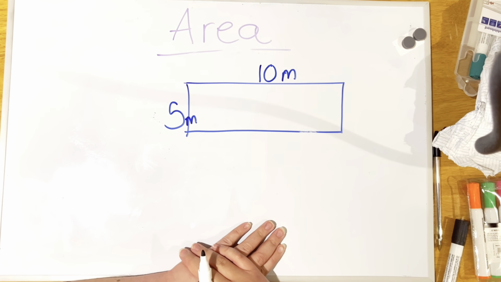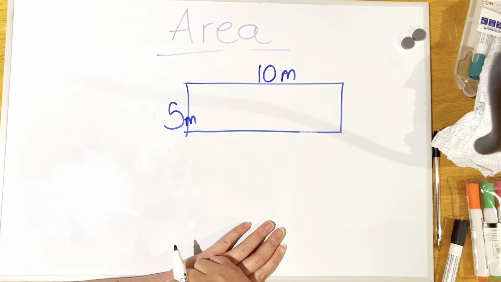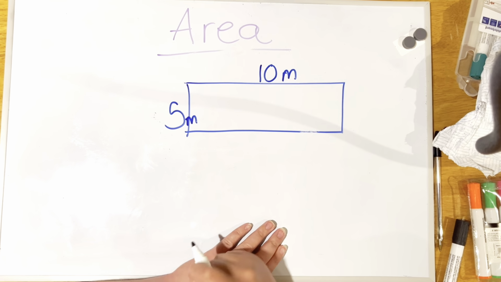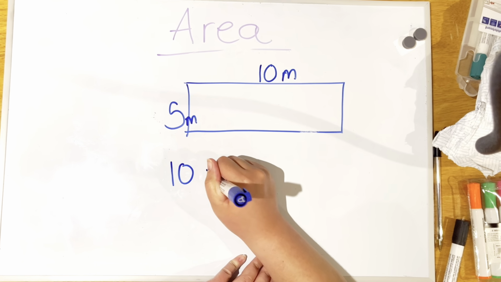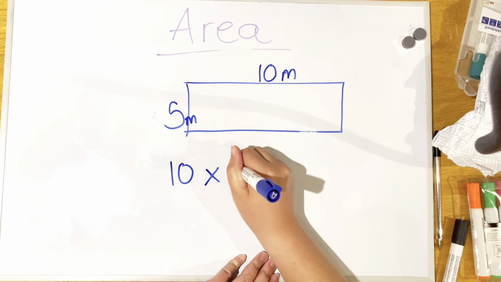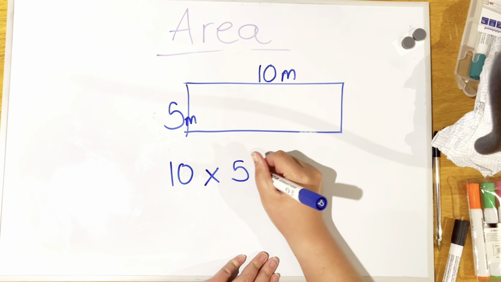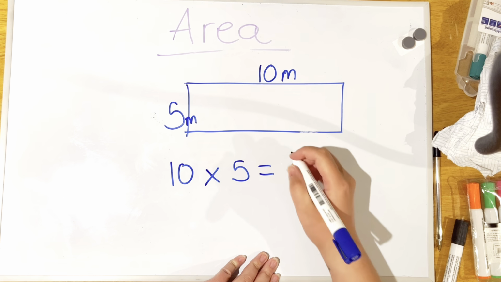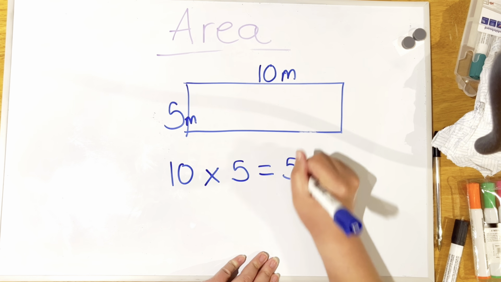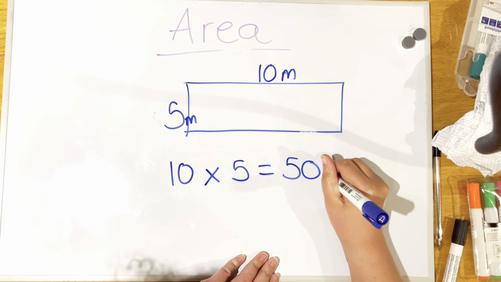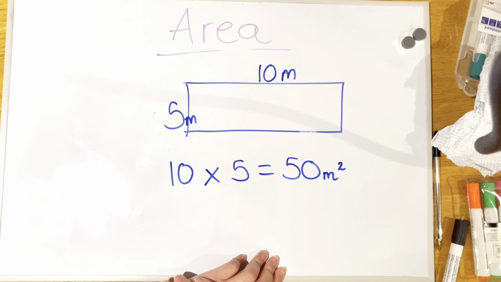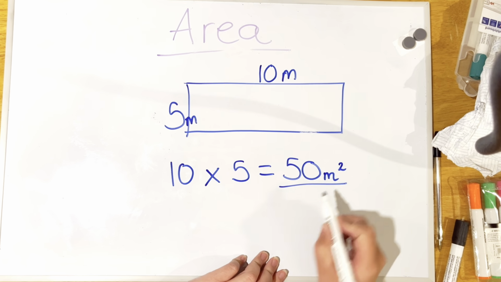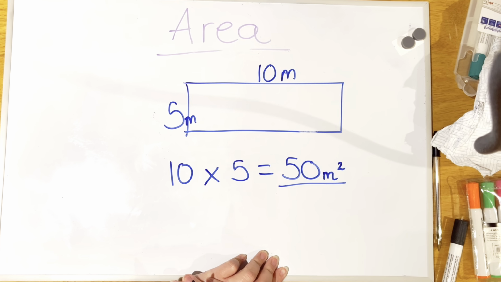Okay, let's have a look at this one. If I wanted to find out the area of this rectangle, I would need to do 10, which is my length, times 5, which is my width. So 10 times 5 is 50. What's my unit? Metres. And because we're doing area, squared. So my area is 50 metres squared.